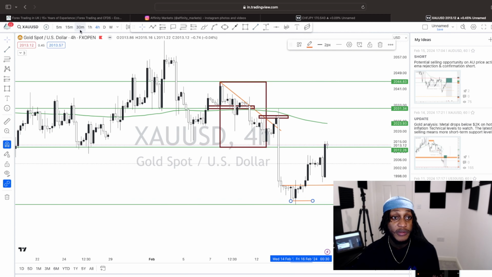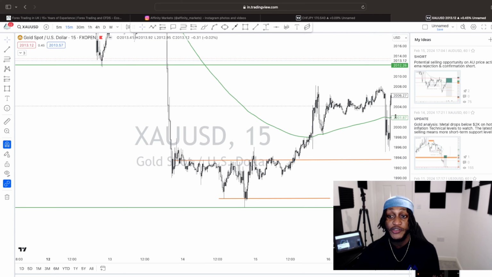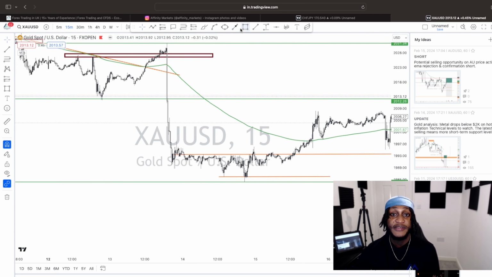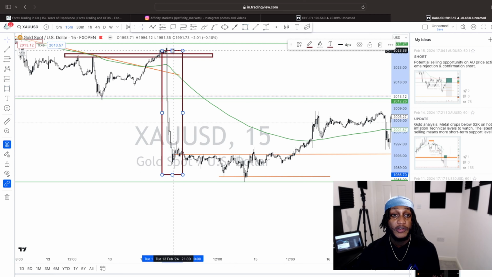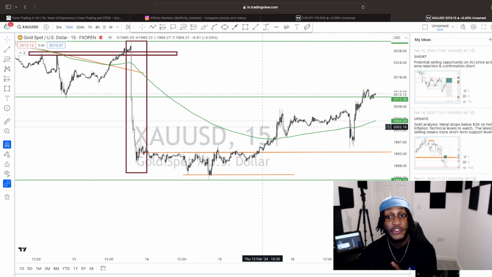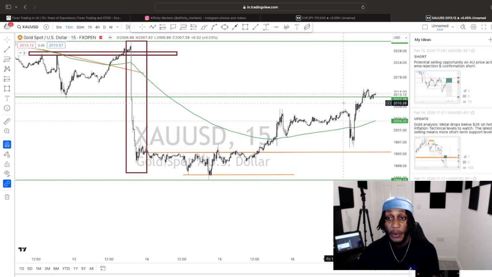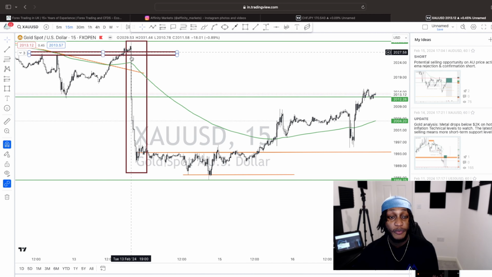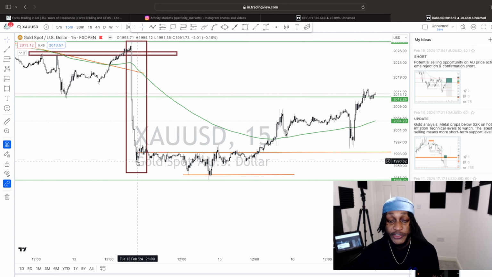So what I saw on my 15-minute was price came down. Remember, I just said after we have these massive sells, the market is always going to go for some sort of retracement to fill that liquidity. You know what I mean? Even if it's going to continue lower, we're still going to go back up and fill this previous move that we just lost a few minutes ago.